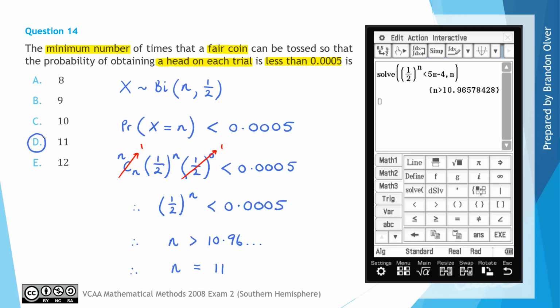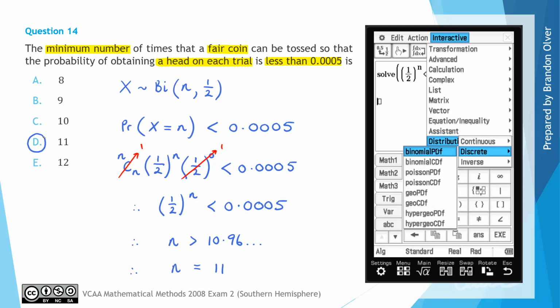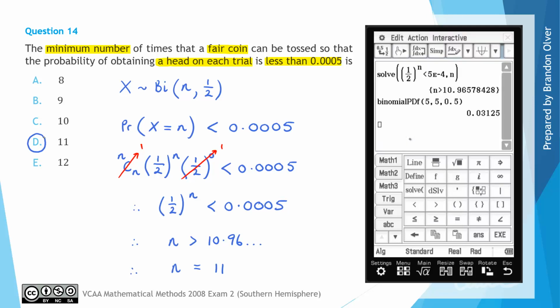Now, before we finish up, I do want to show that you could trial and error this question. So as we identified, it's still a binomial distribution, and we want to obtain a head on every single trial. So that's interactive, distribution, discrete, binomial PDF, where we just want the total number of trials and the x value to be the same. So imagine we didn't know that it turned out to be 11, and you might just try 5 out of 5 with the probability of success being 0.5, and we could hit OK, and that probability is 0.03, so it's not less than 0.0005 yet.